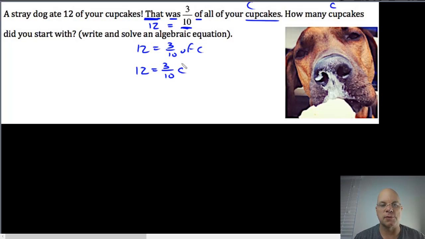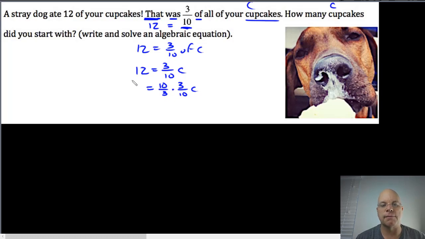That's the algebraic equation. To solve it, we don't want to know what 3/10 multiplied by c is. We want to know what 1 multiplied by c is, because if I can find 1c, I know c, because 1c is c. That's the multiplicative identity. But in order to make 3/10 c into 1c, I need to multiply 3/10 by its reciprocal. So 10/3 multiplied by 3/10 c.